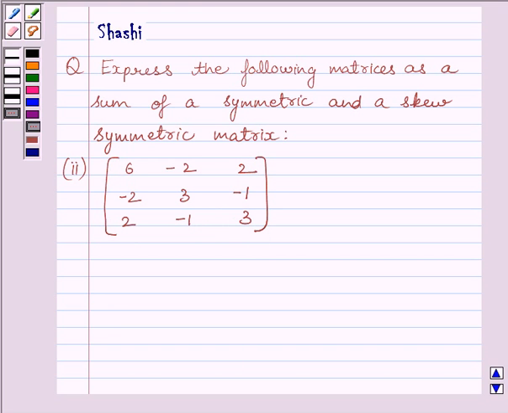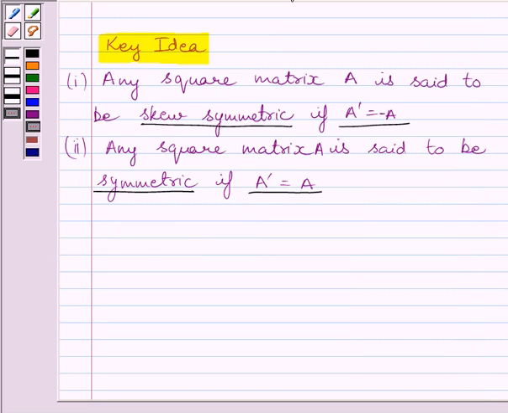First of all, let us understand the key idea to solve the given question. Any square matrix A is said to be skew symmetric if A transpose is equal to minus A. That is, the transpose of a matrix is equal to negative of itself. Then, any square matrix A is said to be symmetric if A transpose is equal to A. That is, the transpose of a matrix is equal to itself.